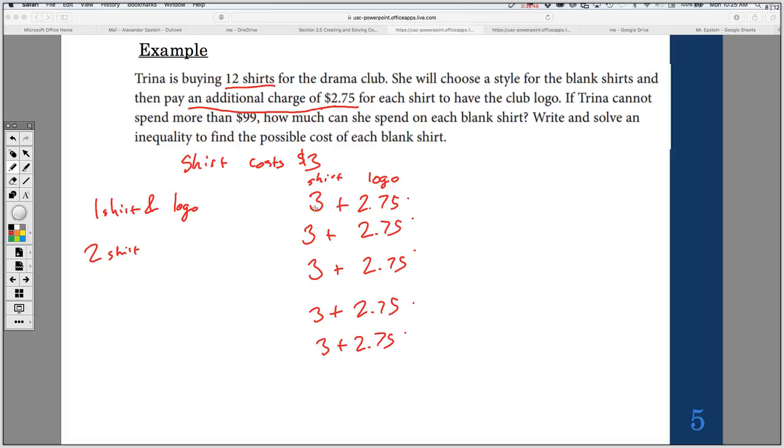Now, before I change it to a variable, is there a quicker way to do 3 plus $2.75, but I know I want to buy 15 shirts? So that way it's not like I still add them, because that'll take forever. Multiply by 15? The whole thing by 15. So it would look like this.